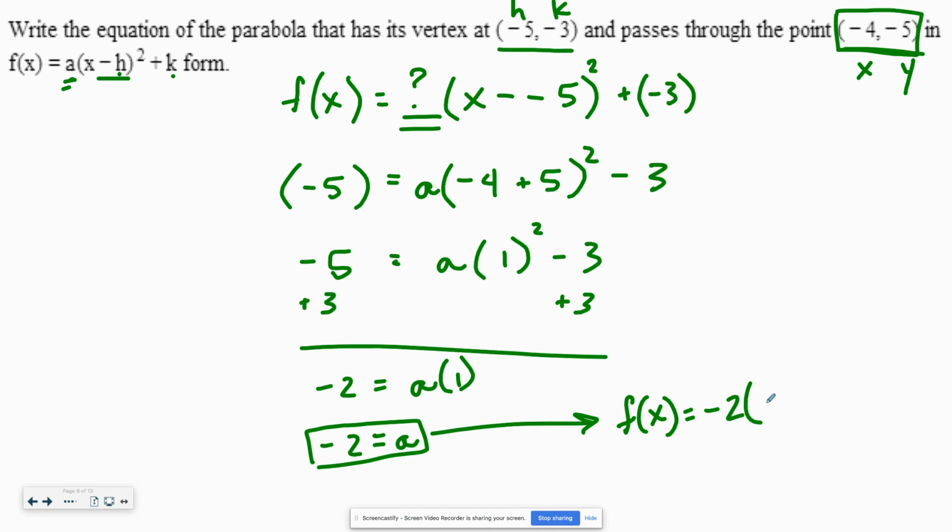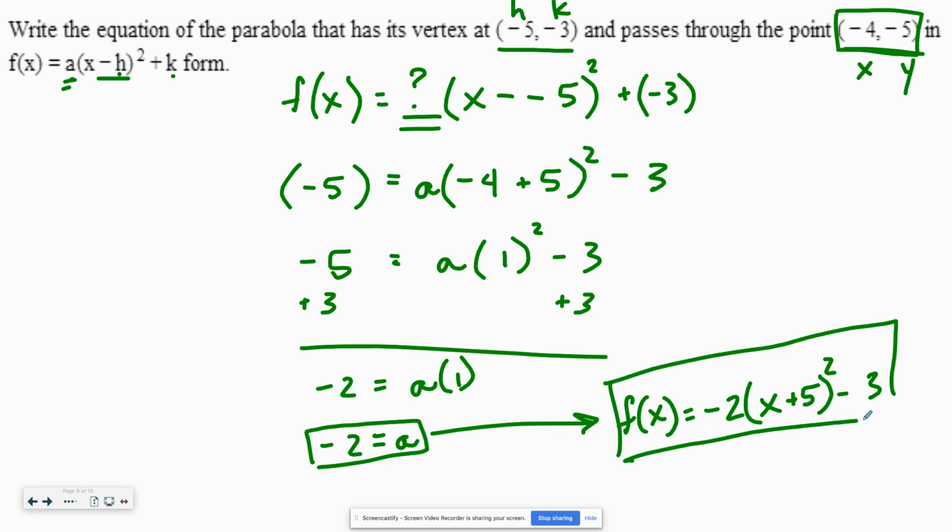So now I know what that value of a is for this quadratic function. I put the -2 in front. I already had the h value of -5. I'm going to write this as +5 now, a little cleaner, squared -3. So this is the quadratic function with the vertex at (-5, -3) that passes through this point, right? Any point that is, quote, on a function or passes through the function will fit into the form of the function.